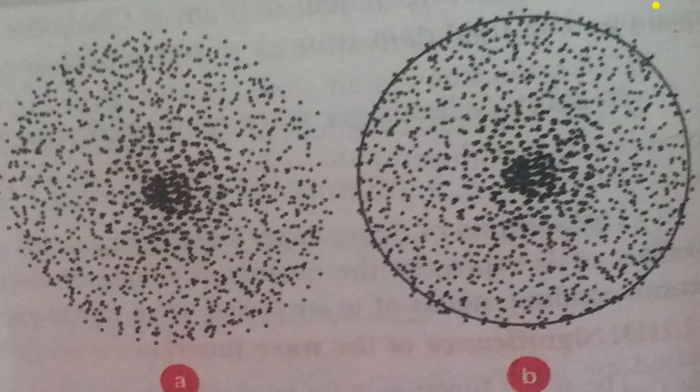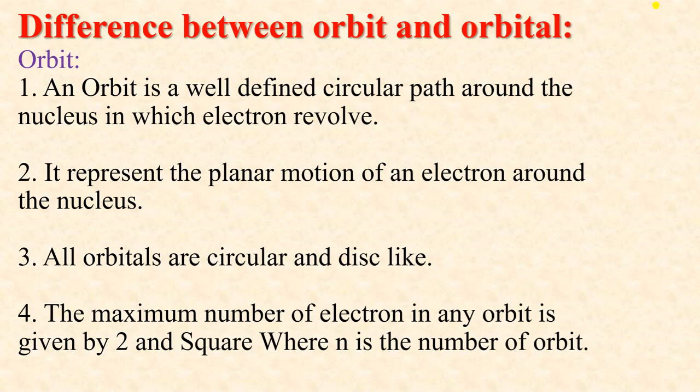So here we will define atomic orbital again. It is a three-dimensional space around the nucleus where the probability to find an electron is maximum, and it is known as an atomic orbital. Now we are familiar with the term atomic orbital. So the next topic is the difference between orbit and orbital. An orbit is a well-defined circular path around the nucleus in which the electron revolves, and it represents the planar motion of an electron around the nucleus.